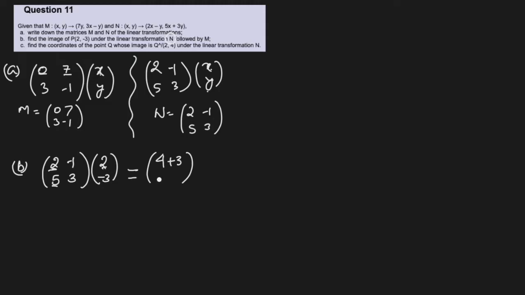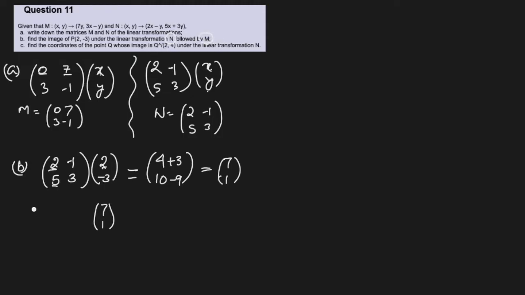5 times 2 is 10. 3 times minus 3 is minus 9. So the transformation is (7, 1). Yeah, (7, 1). Now this (7, 1) will be transformed by M now.